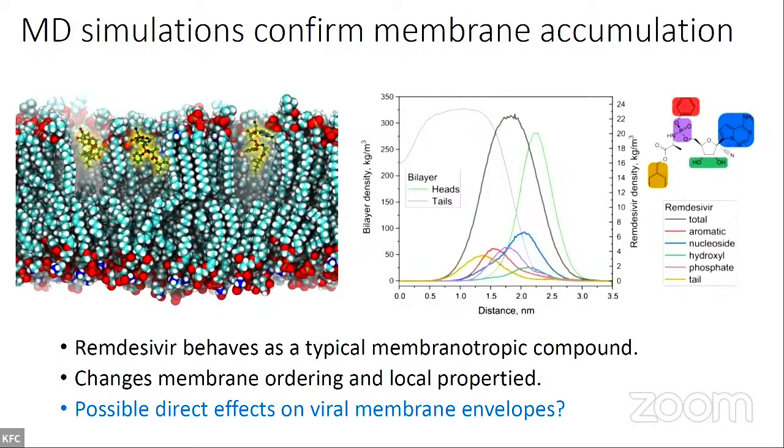And now it's an interesting question. Okay, it incorporates into the cellular membranes. Is it possible that it incorporates into the viral membranes? Because it's possible that it has some direct effect on the viral membrane and somehow influences the fusion of the membrane of the virus with the cellular membrane. So far, we don't know, but it's possible.